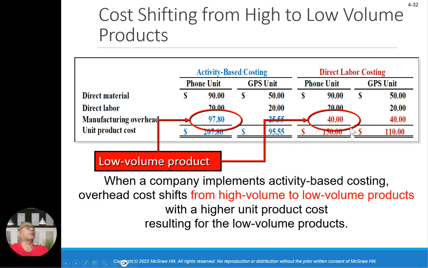So, low volume product. When a company implements activity-based costing, overhead costs shift from high volume to low volume products, with higher unit product costs resulting for the low volume products.